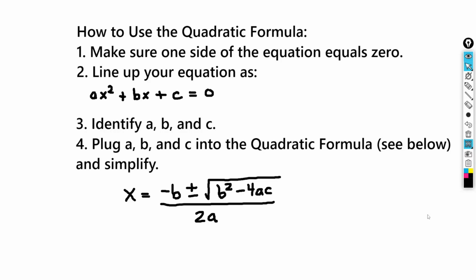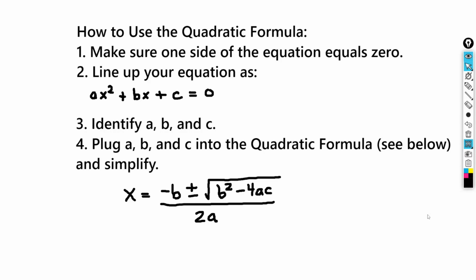So the steps are as follows. 1. Make sure one side of the equation is equal to 0. Once you do that, you want to line up your equation so it's in the form ax squared plus bx plus c equals 0, where a, b, and c are some numbers. Then you want to identify a, b, and c.